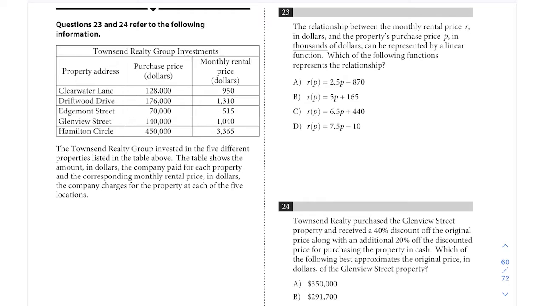It says the Townsend Realty Group invested in 5 different properties listed in the table above. The table shows the amount in dollars the company paid for each property and the corresponding monthly rental price in dollars the company charges for the property at each of the 5 locations.